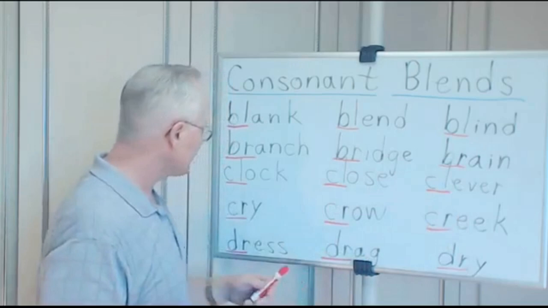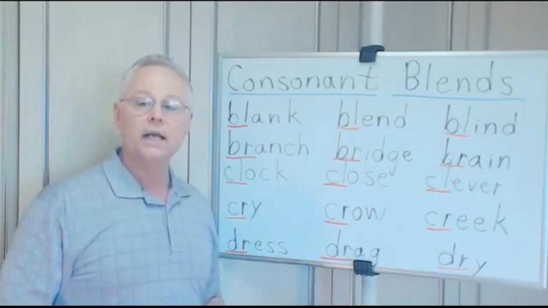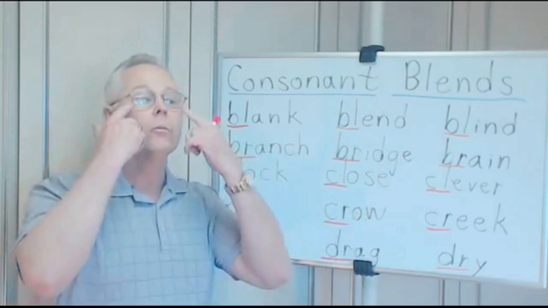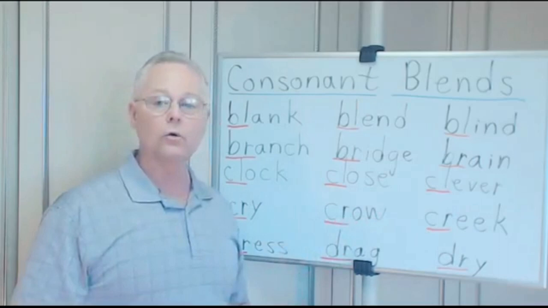C-R-Y, cra, the R sound. Cra, Y sounds like an I. Cry. If you're sad, you may cry. Boo-hoo. C-R, cra, and we have O-W, it sounds like O in this word. A crow. Have you ever heard of a bird called a crow?